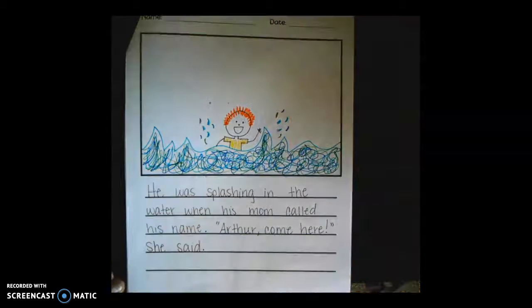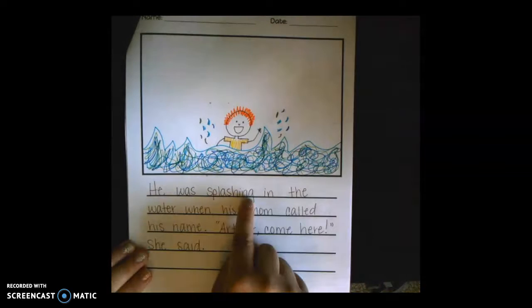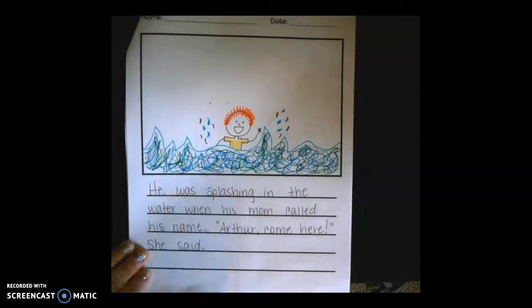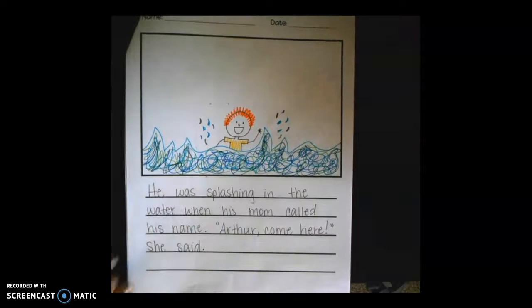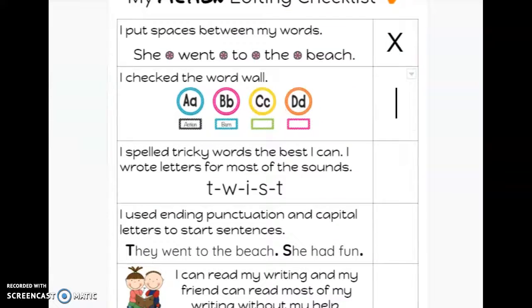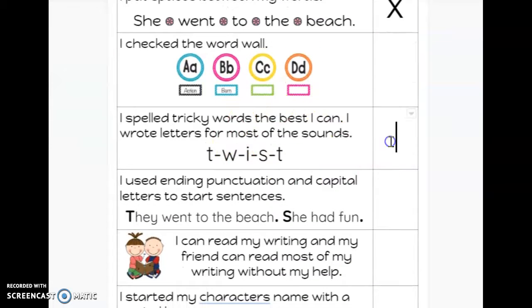He was splashing. Remember this word when we stretched out all of our words, we spelled this tricky word the best that we could, and wrote all the sounds. So let's read this whole page. He was splashing in the water when his mom called his name. Arthur, come here, she said. So there we go. We use tricky words. All right, so here's our editing checklist. We spelled those tricky words.